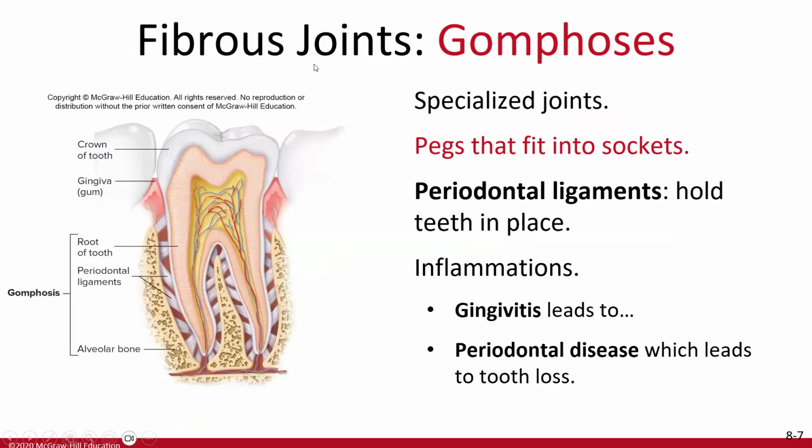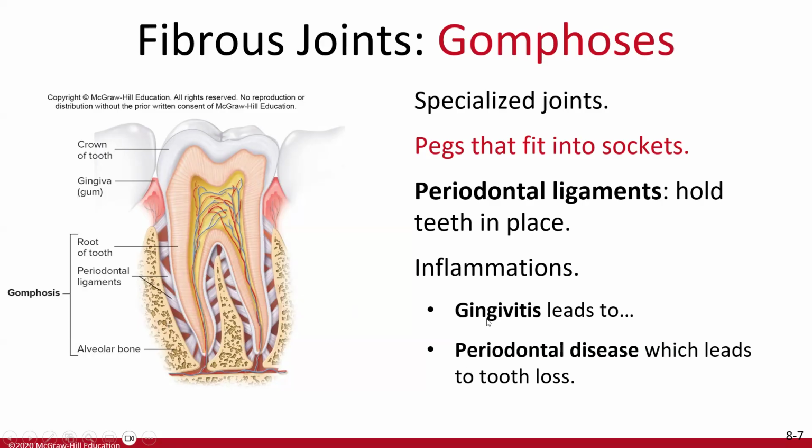The next one is a special type of joint, and a gomphosis, you can think of a peg that fits into a socket. By far, our best example of this is our teeth. So our teeth are set into alveolar bone with periodontal ligaments. Remember, bone to bone is a ligament. And so this is our peg fitting in the socket here.